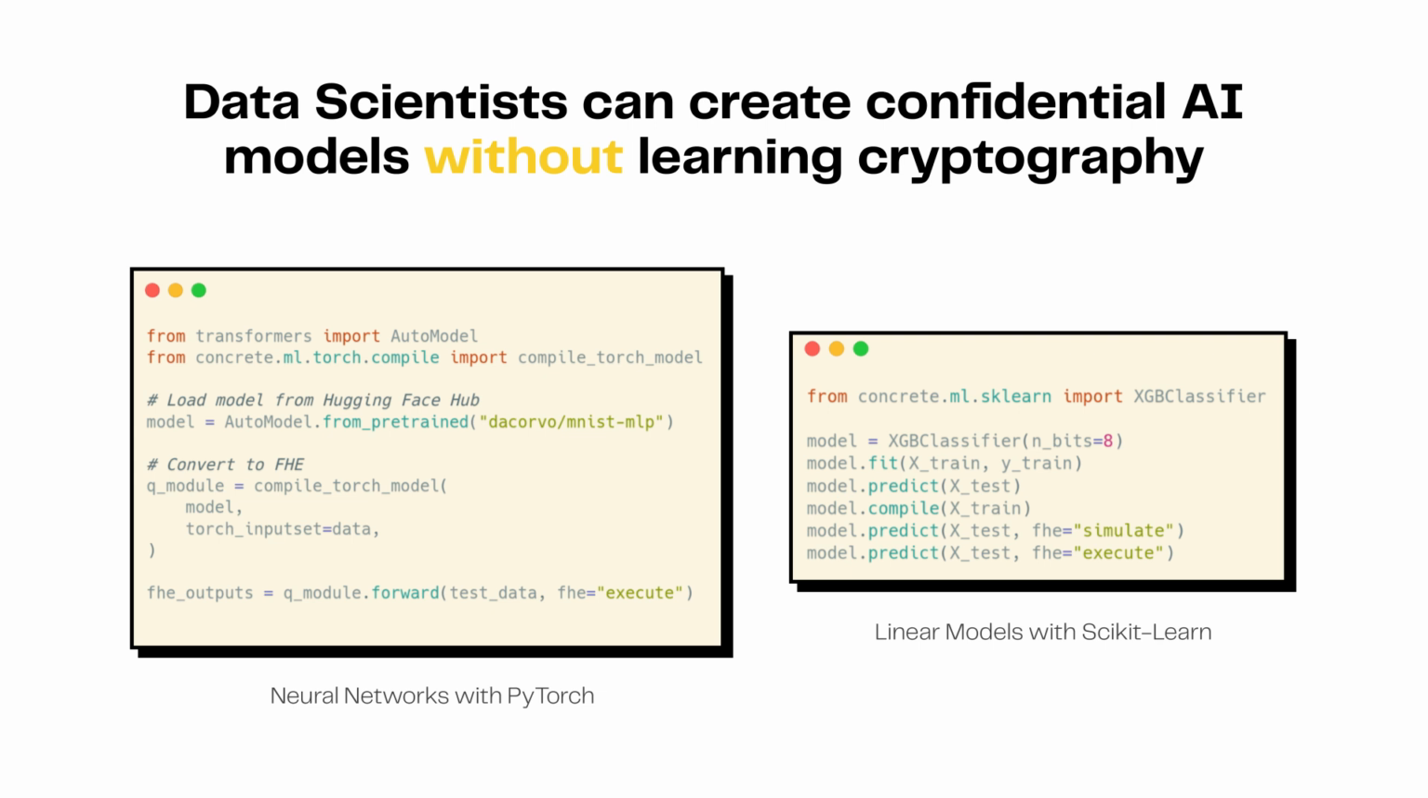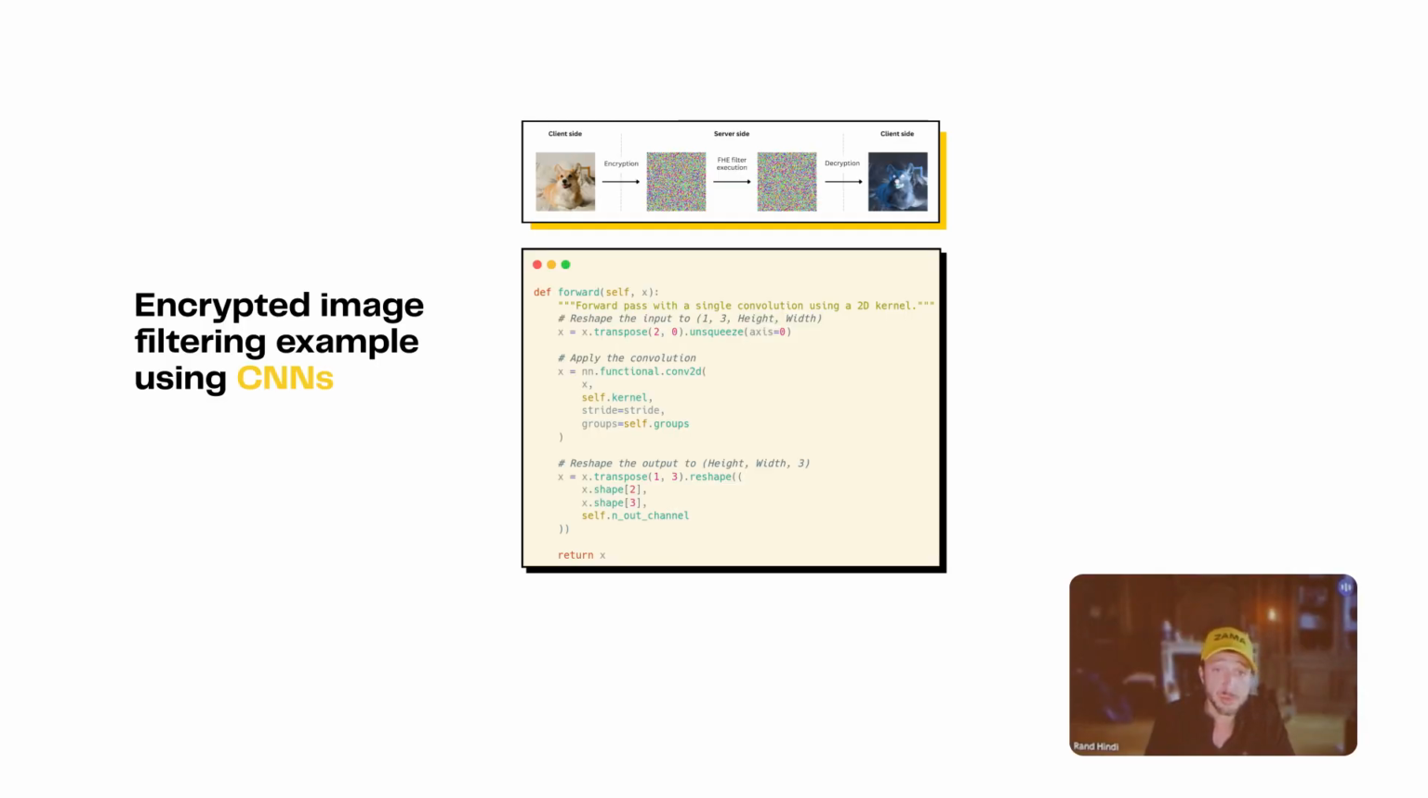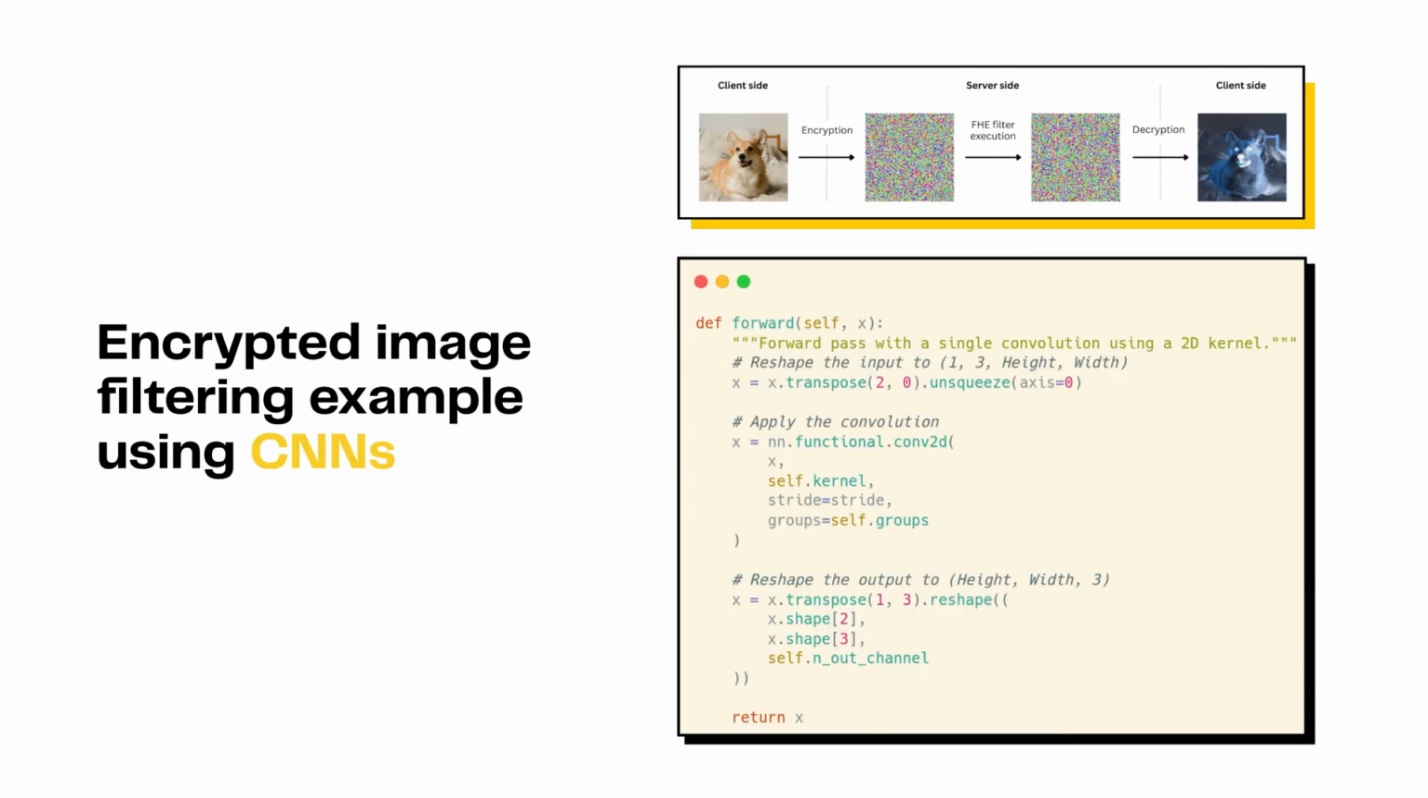So how does it work in practice? Let's take a couple of examples. Here's an example of doing image filtering in FHE. Here we're using a very simple 2D convolutional network. You define your network in PyTorch the same way you usually do.